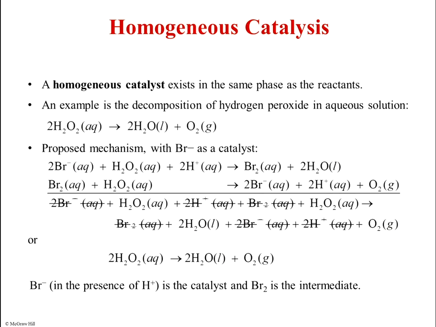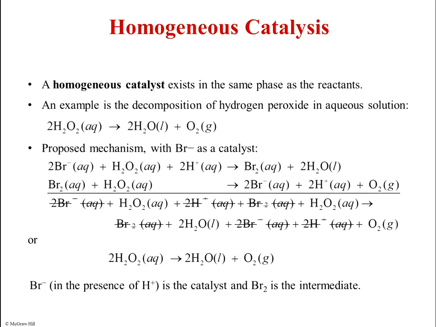An example of this is a homogeneous catalyst. A homogeneous catalyst exists in the same phase as the reactants. So we can consider the decomposition of hydrogen peroxide in water to produce water plus oxygen. This reaction is usually relatively slow in the absence of light, which is why when you buy a hydrogen peroxide bottle, it's usually got a dark opaque plastic on the outside. But if you add a salt to it, like sodium bromide, you can speed up the reaction.